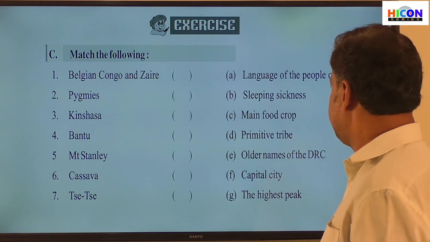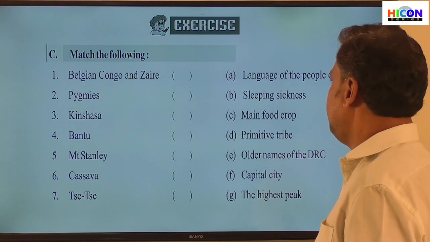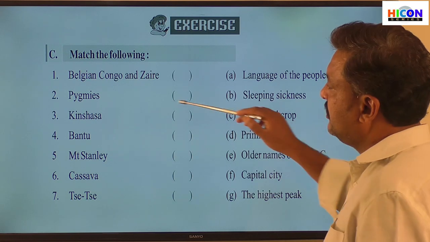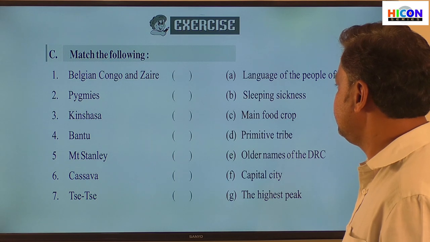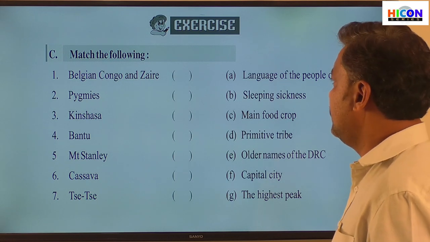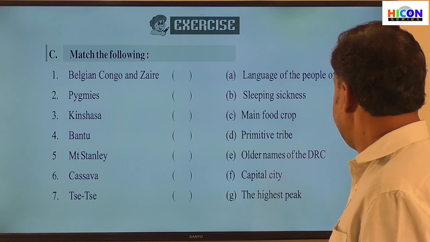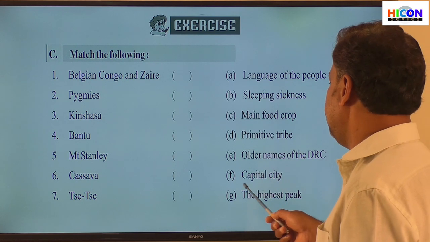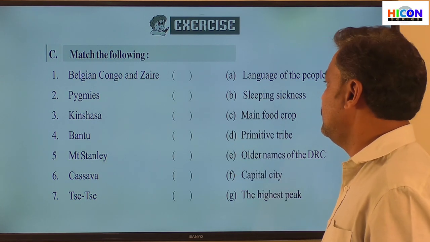Second, Pygmies. Pygmies, primitive tribe. Pygmies are the primitive tribe of DRC. Kinshasa is one of the major cities over there. It is the capital city. Kinshasa is a capital city.